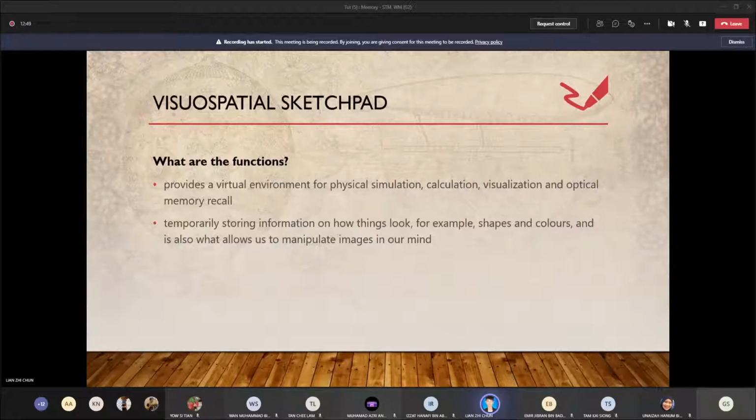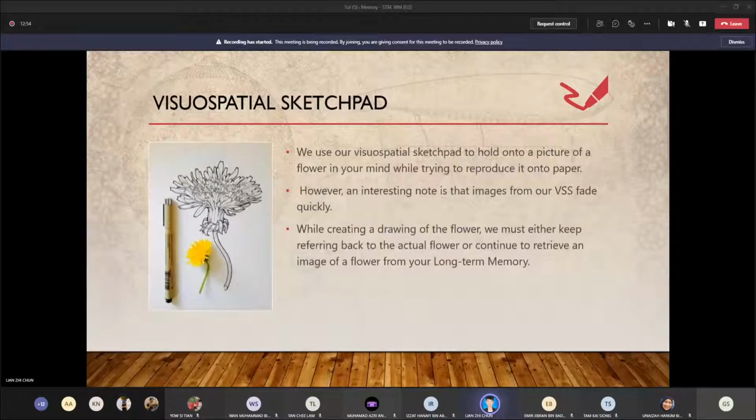Imagine we want to draw something like flowers. How do we draw? We use our visual spatial sketchpad to hold a picture of a flower in our mind while trying to reproduce it onto paper. However, an interesting note is that images from our visual spatial sketchpad fade quickly. While creating a drawing of the flower, we must either keep referring back to the actual flower or continue to retrieve an image of a flower from our long-term memory.